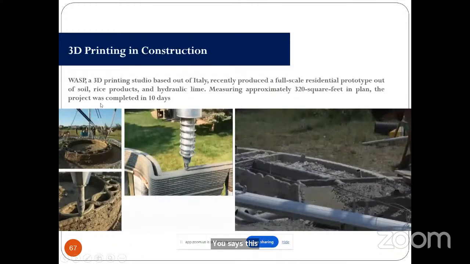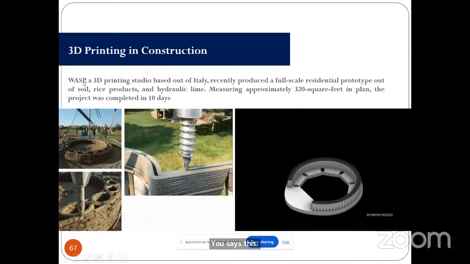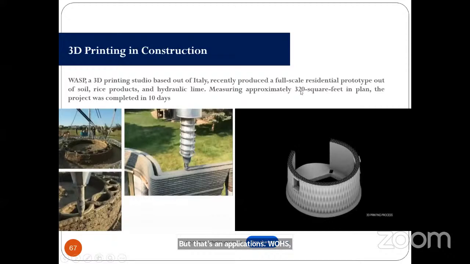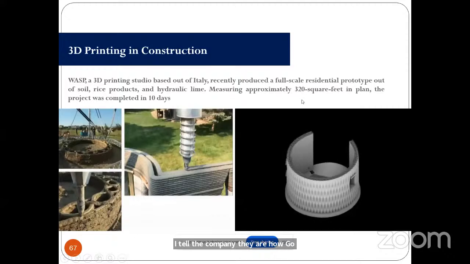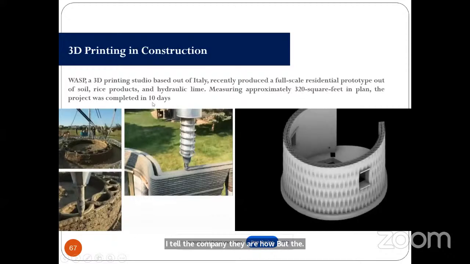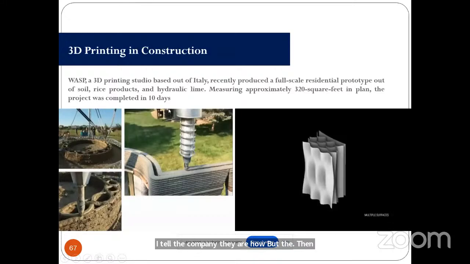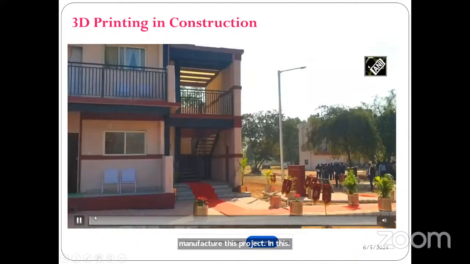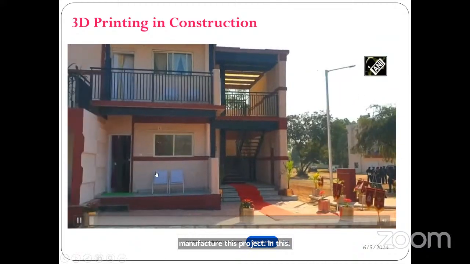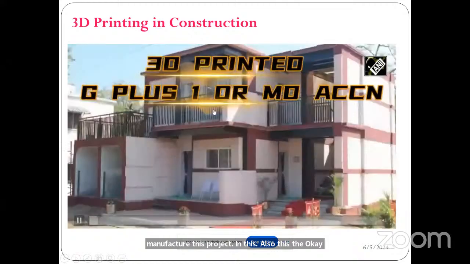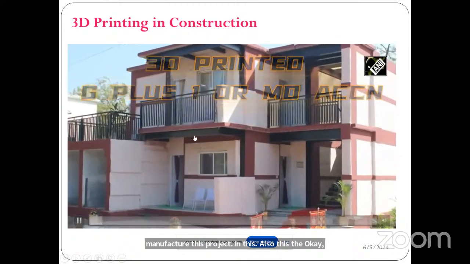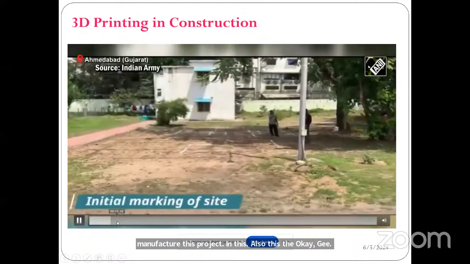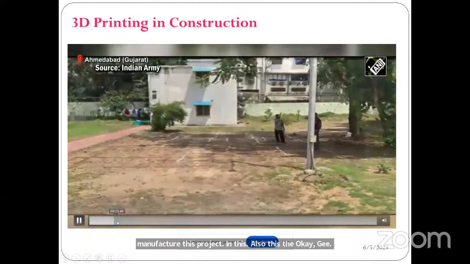For construction applications, WASP, that is an Italian company, has a prototype model. They manufactured these projects within 10 days. Also, this is the 3D printed application. Our Army people in India built a G plus building using this 3D printer for army applications. Indian Army.